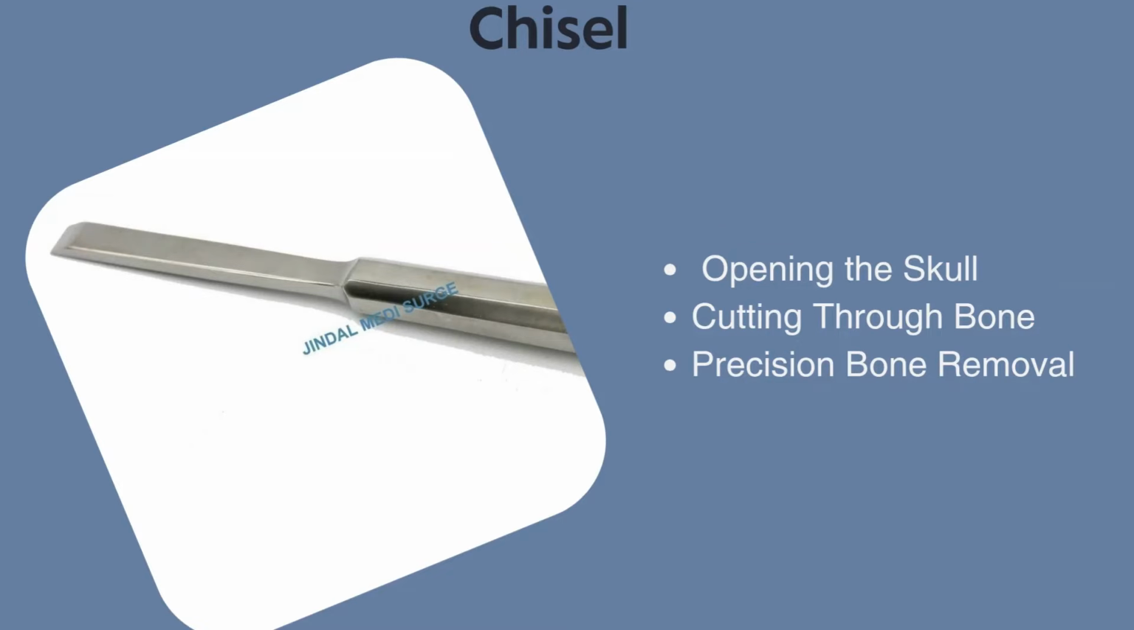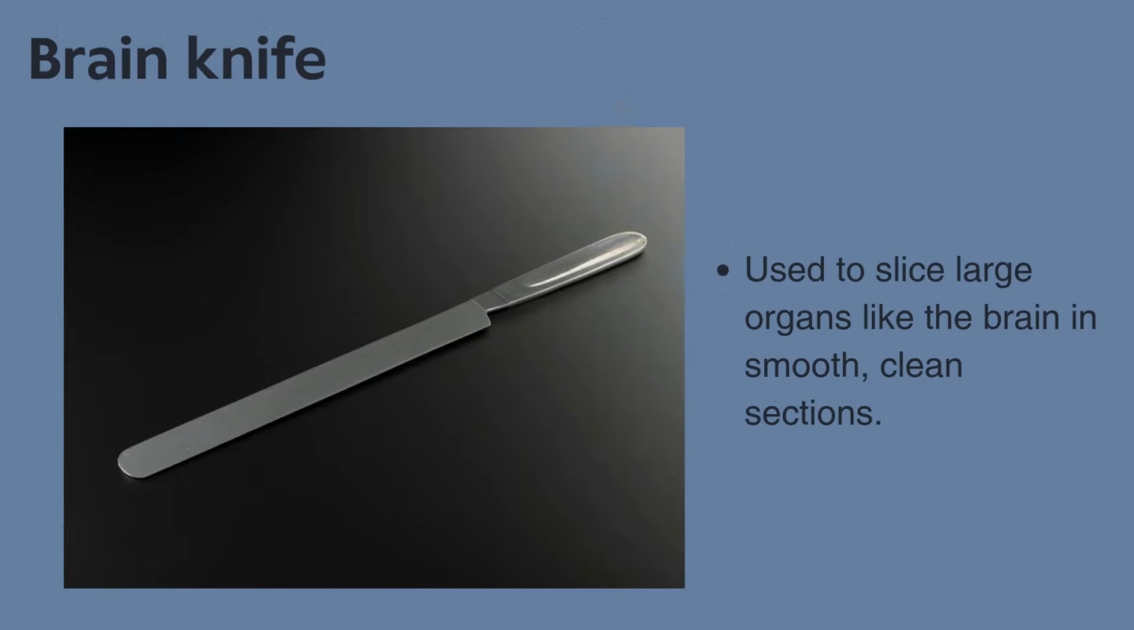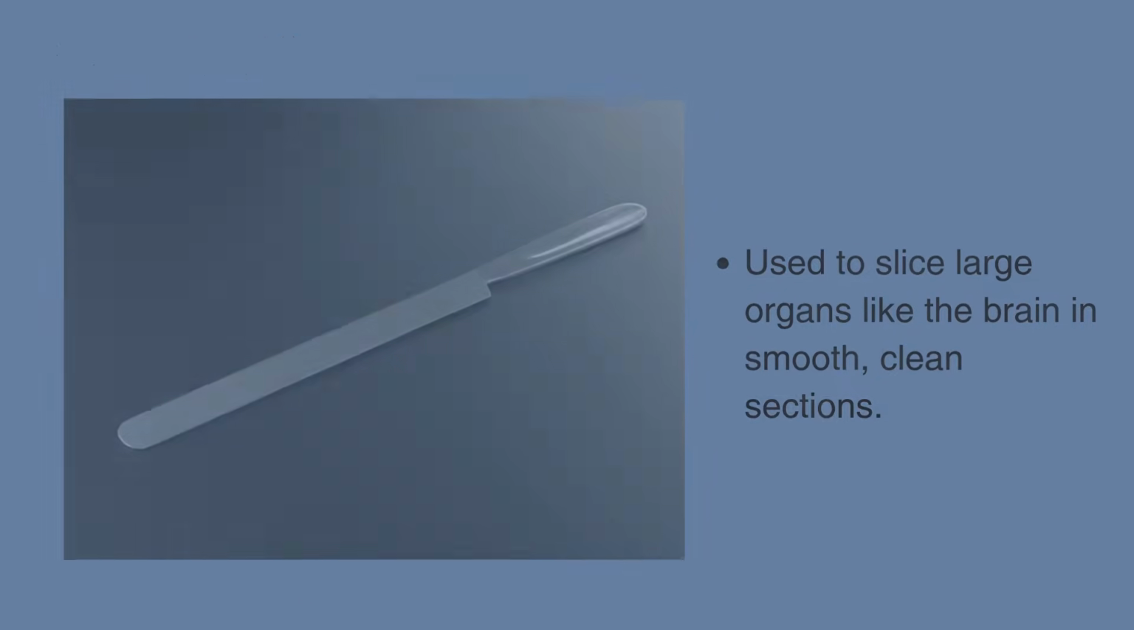This heavy, flat bladed tool is used along with a mallet or hammer to remove parts of the skull or other bones manually. It's especially useful when the electric saw is not available or when controlled, precise bone removal is needed, like in infants or delicate cases. Next is brain knife. It is long, thin, and sharp and is used to slice large organs like the brain in smooth, clean sections.